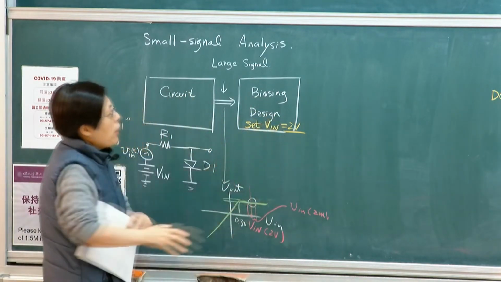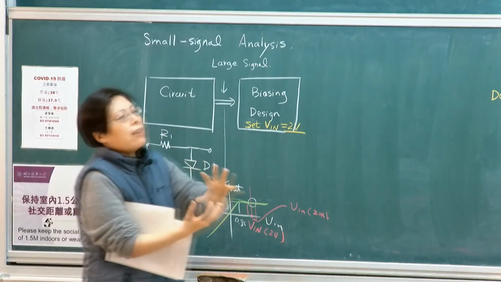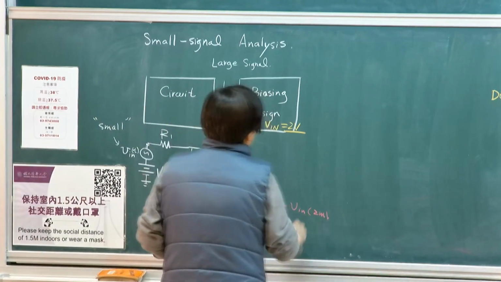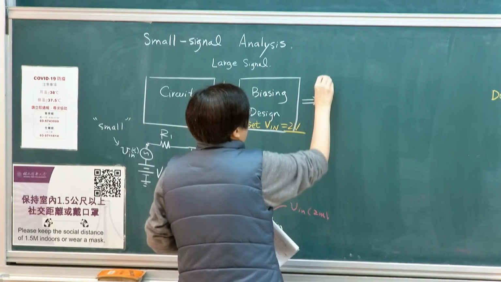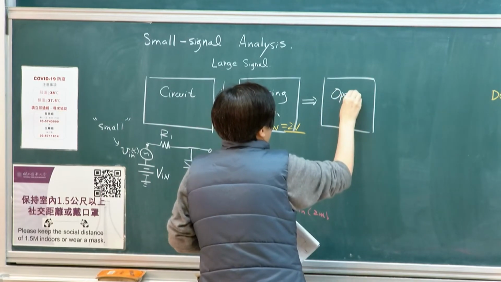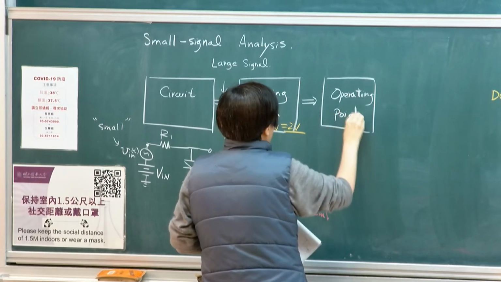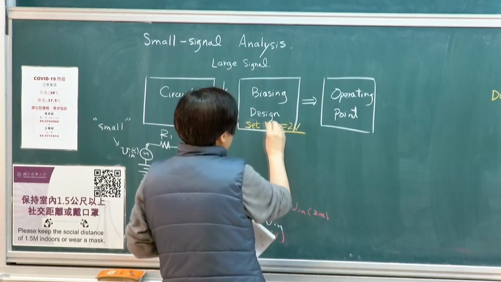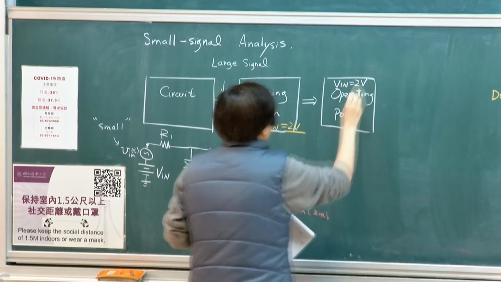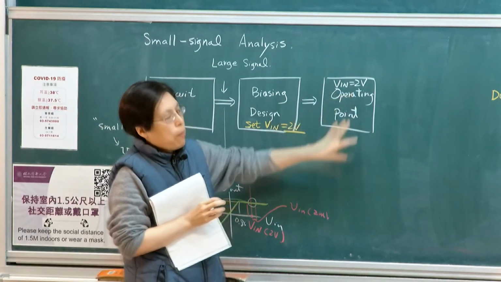Okay, so you pick your operating point and you set up this stage so that you will be landing at this particular point. So this is called the biasing design. And then once you have this biasing design set, you then know your operating point. So now we know that once it's been set, it's at 2 volt. So this is the process of setting. This is when it's at this point.